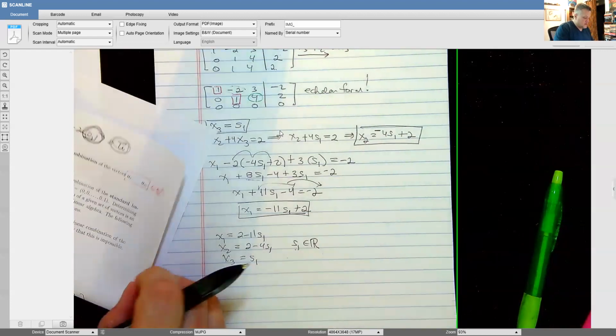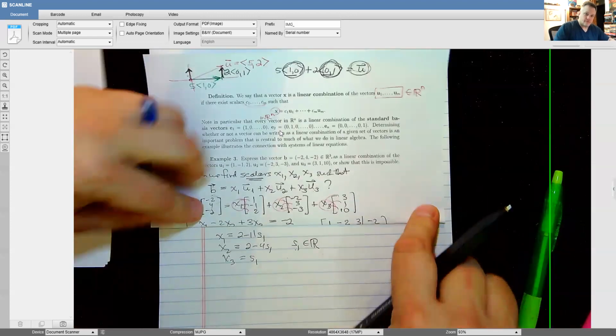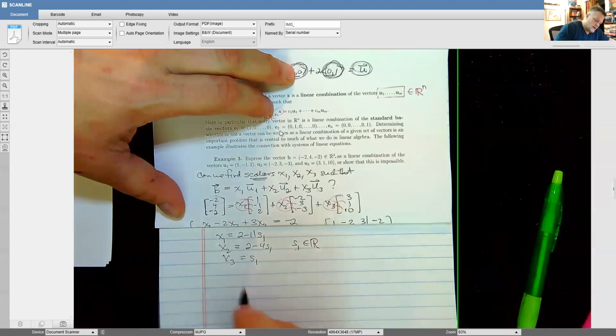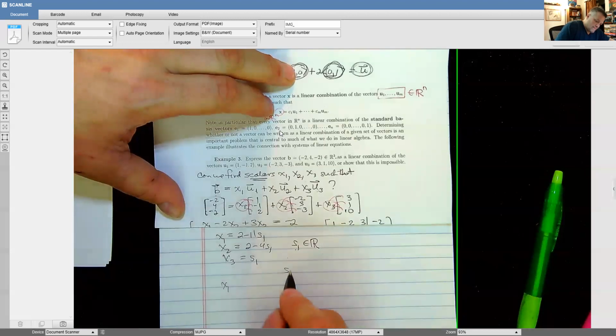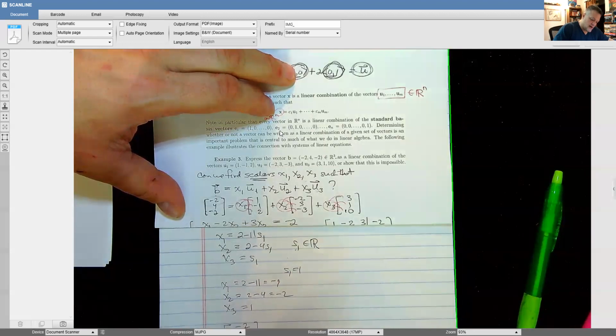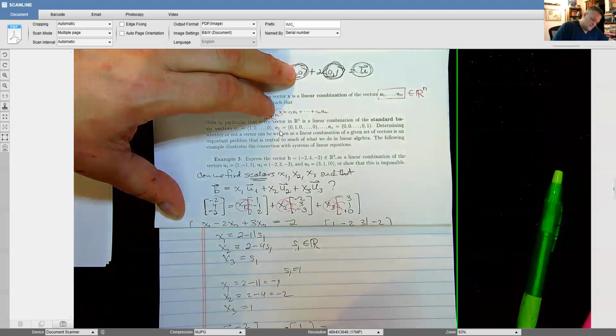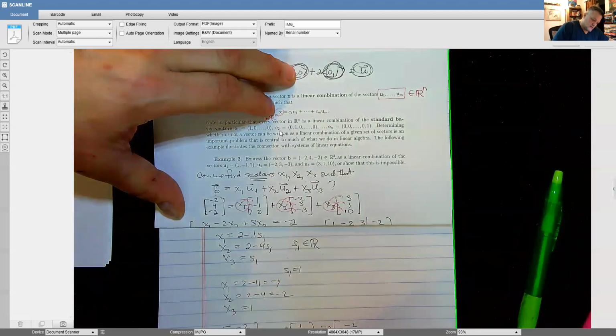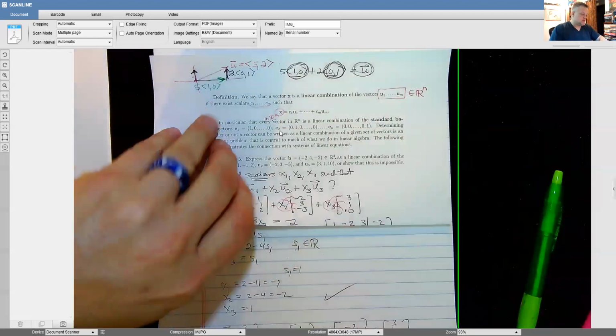Let's fold this. Right, so if I chose s1 to be 1, then we have x1 is 2 minus 11, which is negative 9. x2 is 2 minus 4, which is minus 2. And x3 is 1. And so our vector B can be written as a linear combination of those three vectors. One possibility is this. Negative 9 times u1 minus 2 times u2, and then plus u3. Okay, so the answer is yes.